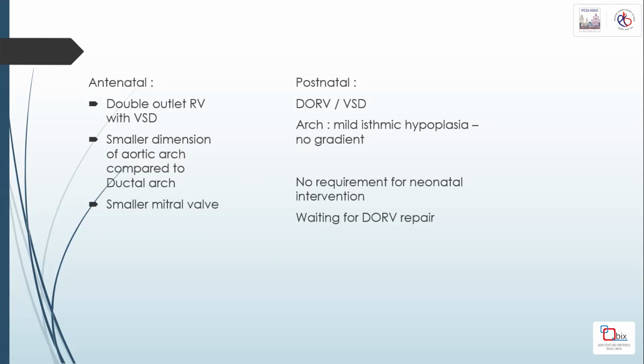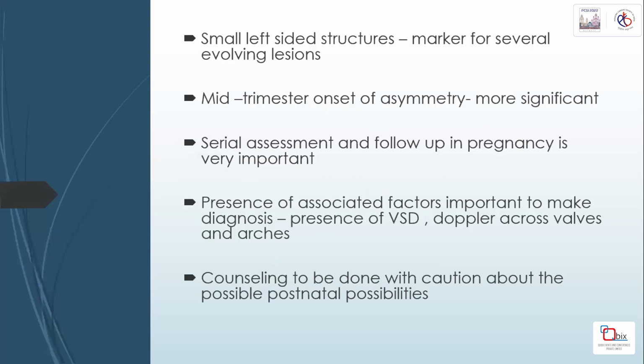Postnatally, this child has a DORV VSD with very mild isthmal hypoplasia and no gradient. So there was no requirement for newborn intervention in this child, and this child is waiting for a DORV repair right now. So if you see, small left-sided structures are markers for several evolving lesions.